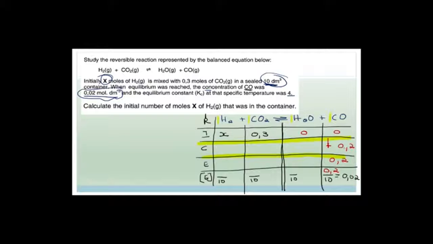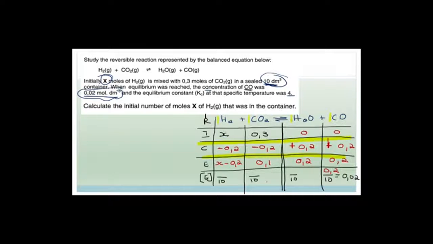So that is what we got given, and that's what we worked out, that we made 0.2. If the ratio of this is 1 to 1, do you agree that we've also made 0.2 here, which means we ended up with 0.2 here? Okay, let's worry about that later. If it's a ratio of 1 to 1, it means we've used 0.2 here, which means we've got 0.1 left here. And this one, we've used 0.2 as well, which means that we are left with x minus 0.2.